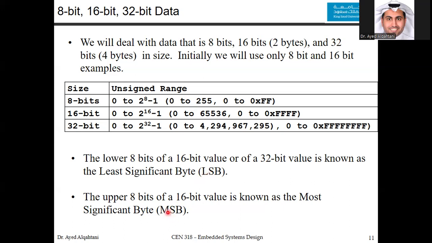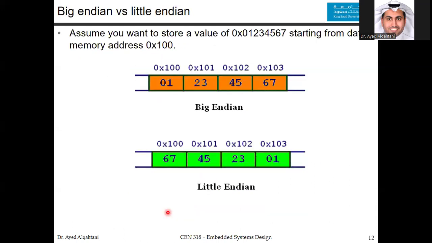Now, suppose you have this value that you want to store in the memory, which is 0x, and you can see that in hexadecimal, it's 0, 1, 2, 3, 4, 5, 6, and 7. How do you store it in the memory? There are two systems, either big endian or little endian.